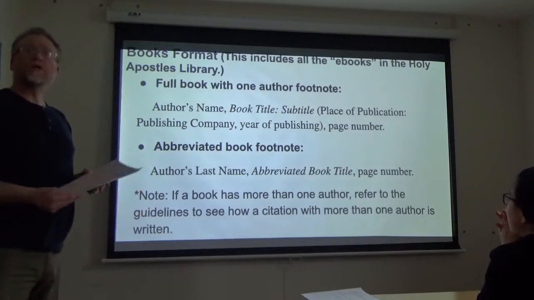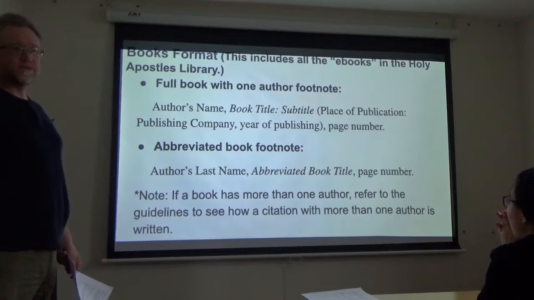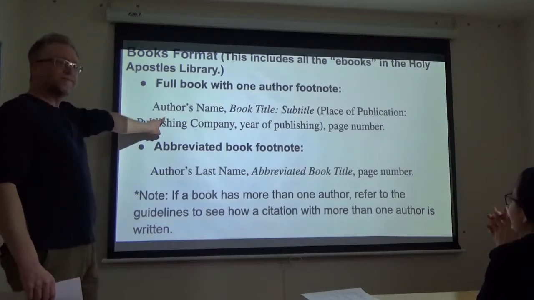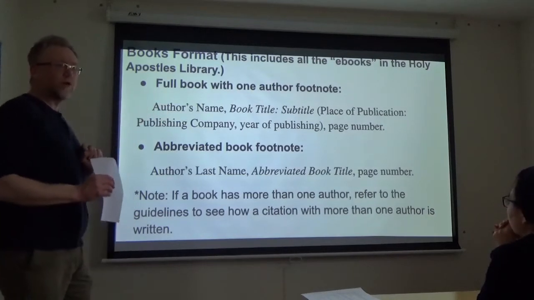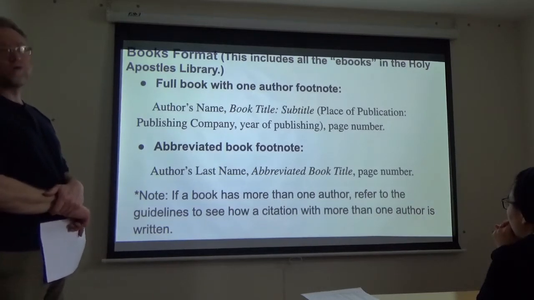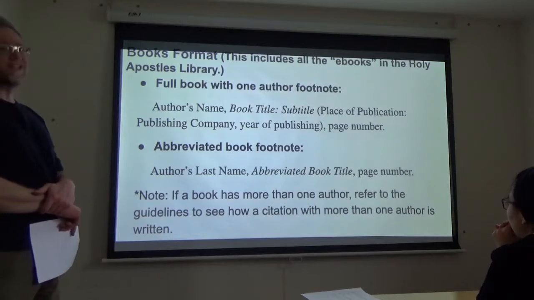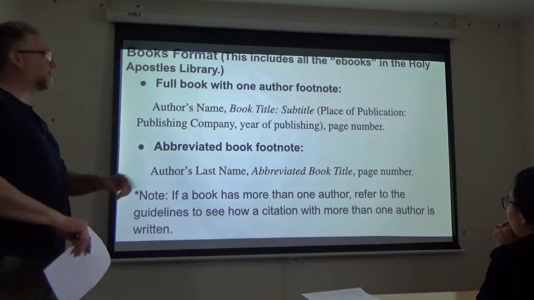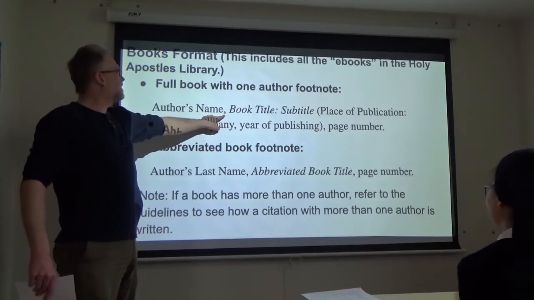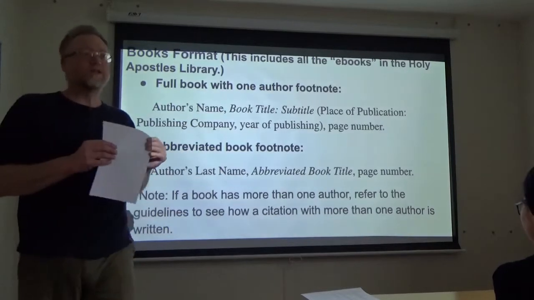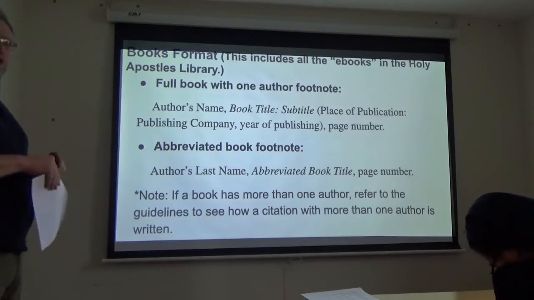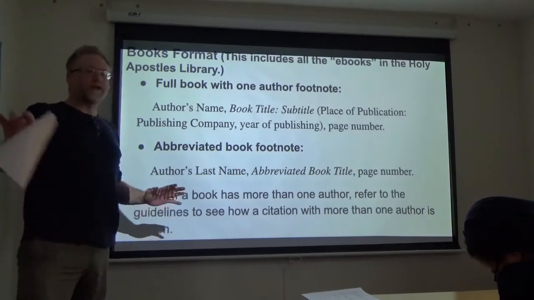When you write a footnote with one author, what's the first thing you write? The author's name. That's right. And what is the second thing you write? The title? No, there's something small. What is the second thing? Comma. That's right. Trick question. No, really, and this is super important.